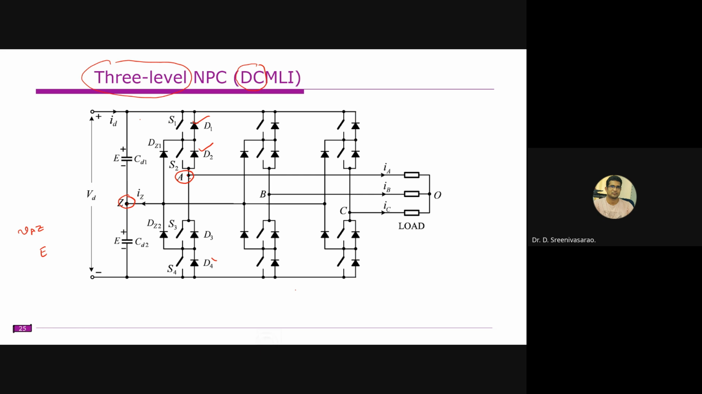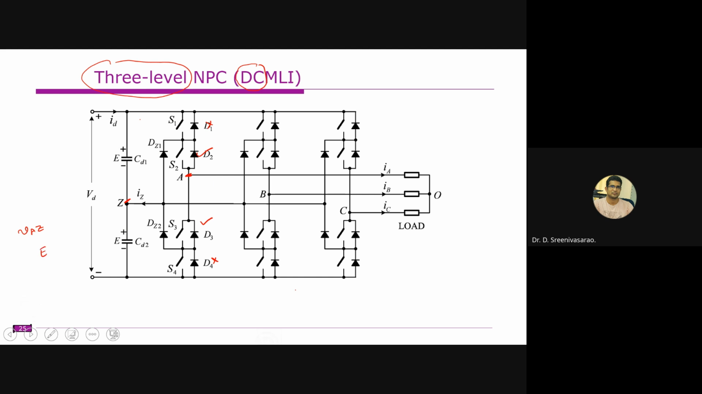Similarly, this top switch is off, so only this switch is on. Because S1 and S3 are complementary, S1 off means S3 is on. So now we are measuring again between A and Z. Depending on the current direction, the flow will be like this.